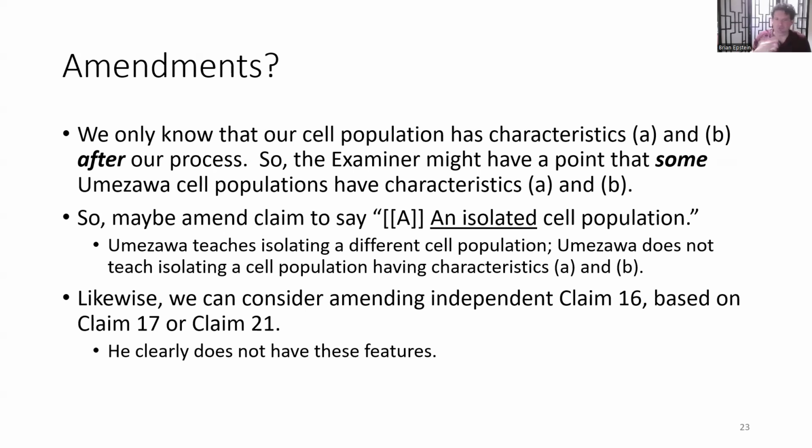Likewise, we can consider amending independent claim 16 based on dependent claim 17 or 21. He clearly does not have these features, but I would like to make the point that you still need to present arguments here, right? You cannot amend only. You will have to present arguments like the ones on the previous slides to make the point that we are doing something different, even if we are amending.